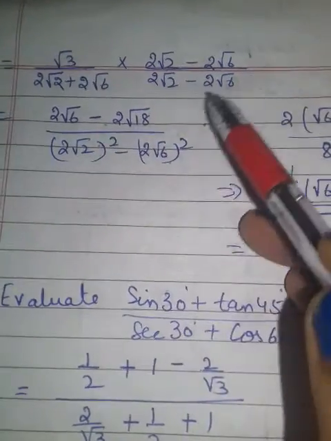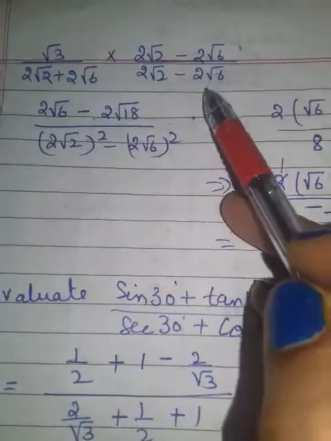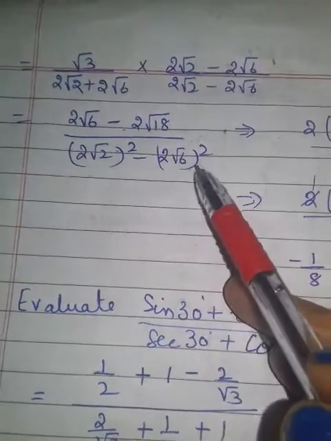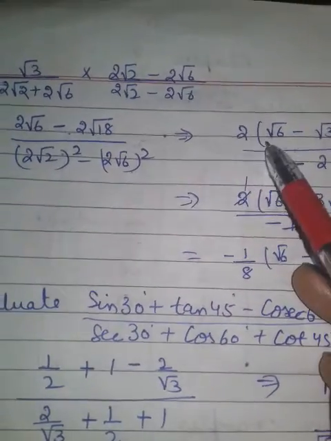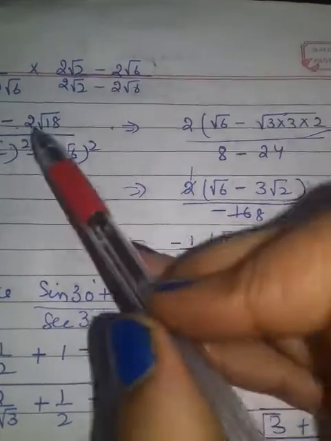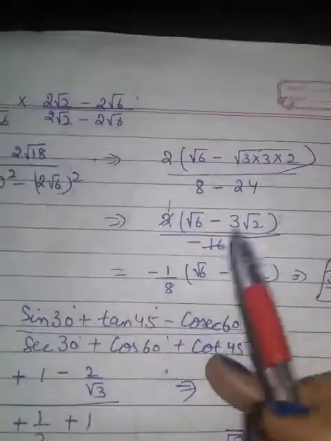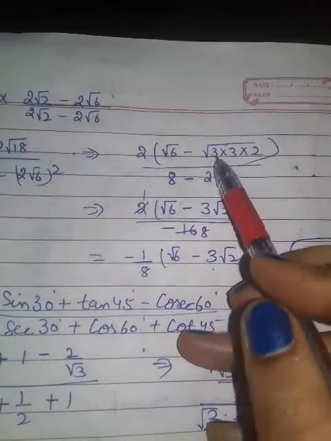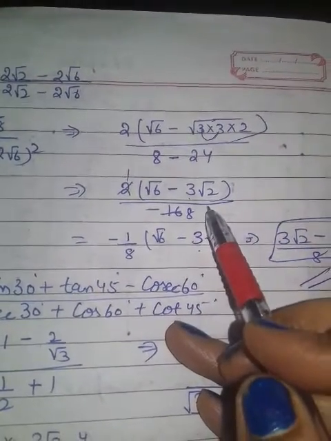Root 3 into root 60, root 18. This is (a plus b)(a minus b), which is equal to a square minus b square. Now, in the numerator, I have taken 2 as common and factorized 18. So, 3 into 2, 3 is making a pair, so it can be taken out. Only root 2 is left.